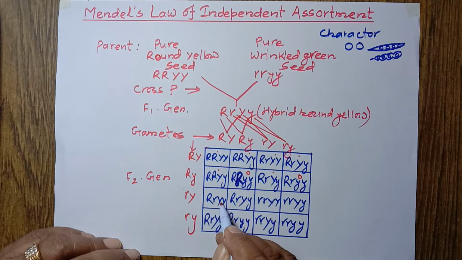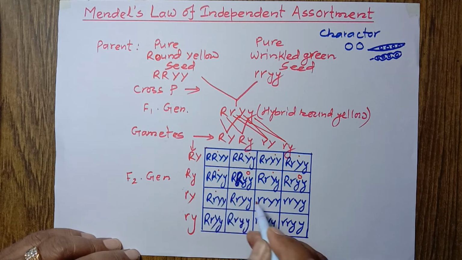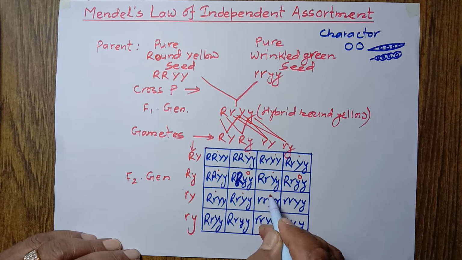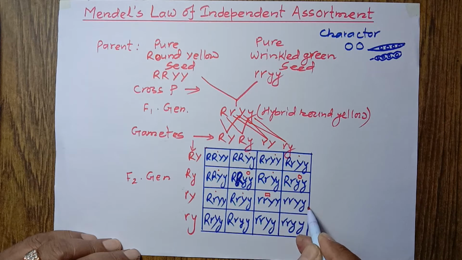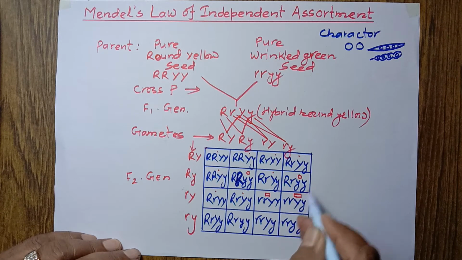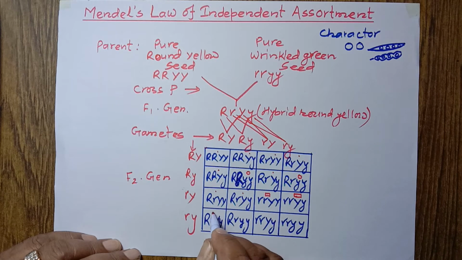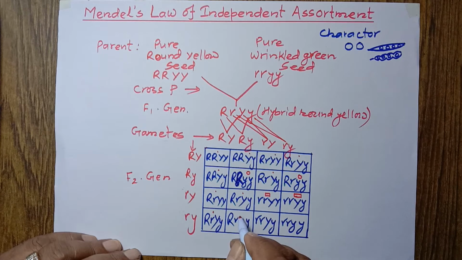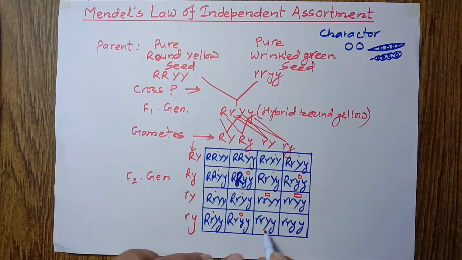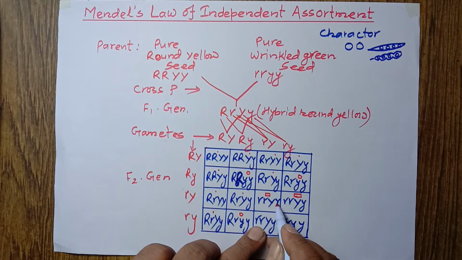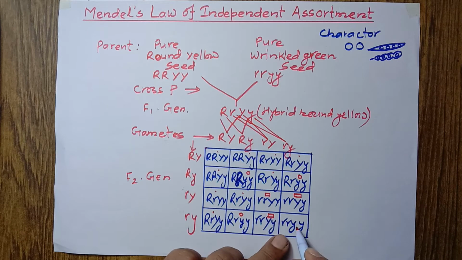Now, this is what? This is round yellow. This is round yellow. This is not round yellow. Wrinkled yellow. This is wrinkled yellow. This is another type. And this is wrinkled yellow. Because both are small, that's why wrinkled. One of the Y is capital, that's why yellow. And this is round yellow because at least one R and one Y are capital. This is round green. Round green, this type, round green. And this is wrinkled yellow, like this. And this is wrinkled green.